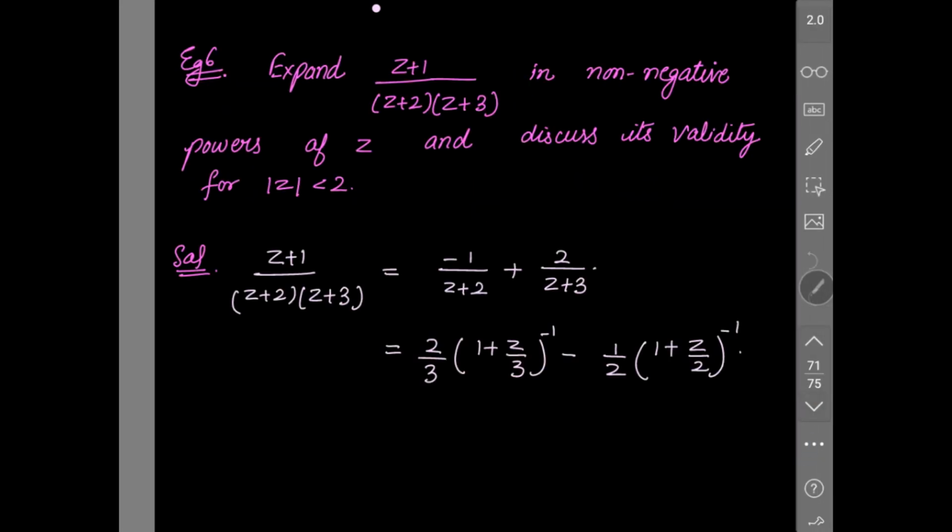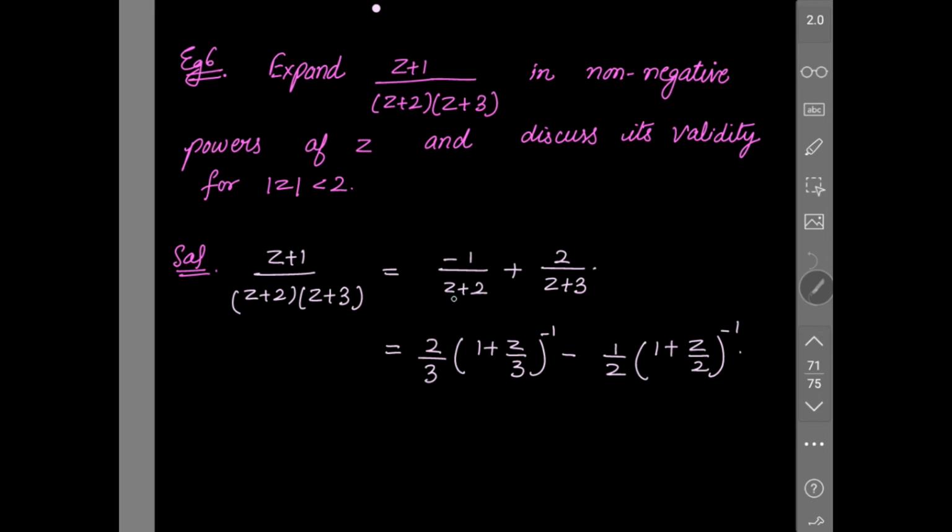Next. Expand z plus 1 over z plus 2 into z plus 3 in non-negative powers of z and discuss its validity for mod z less than 2. Now it is given mod z less than 2. First separate this denominator and then taking this 2 common, and from here 3 common. So if I take 3 common, I will get 2 by 3 outside and 1 plus z by 3 inverse.